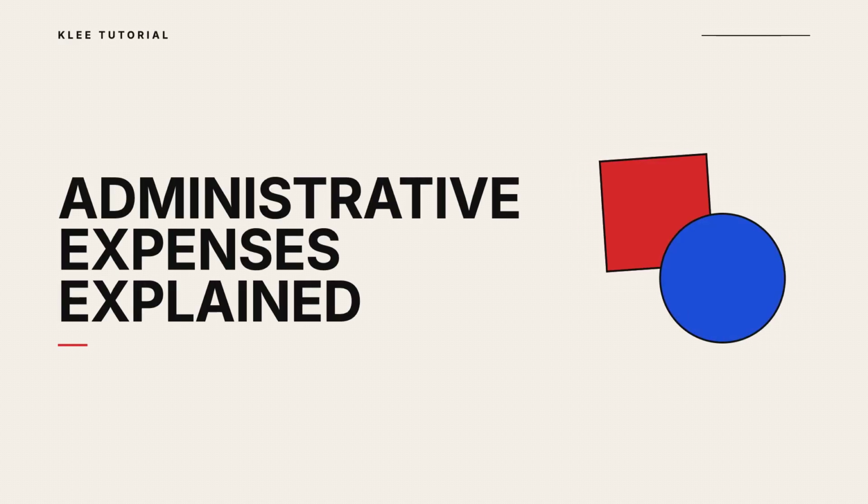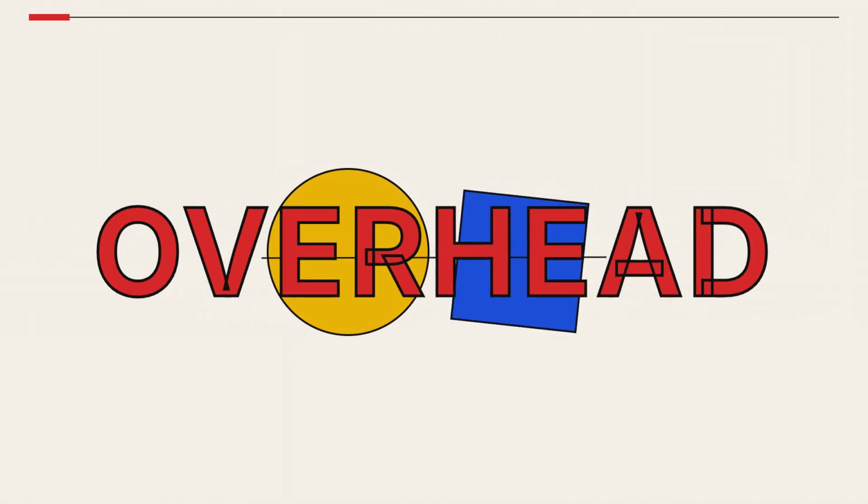In the world of business, not every cost is directly tied to making a product. Let's look at administrative expenses. These are often called overhead. They are the costs required to keep the company doors open and the lights on.